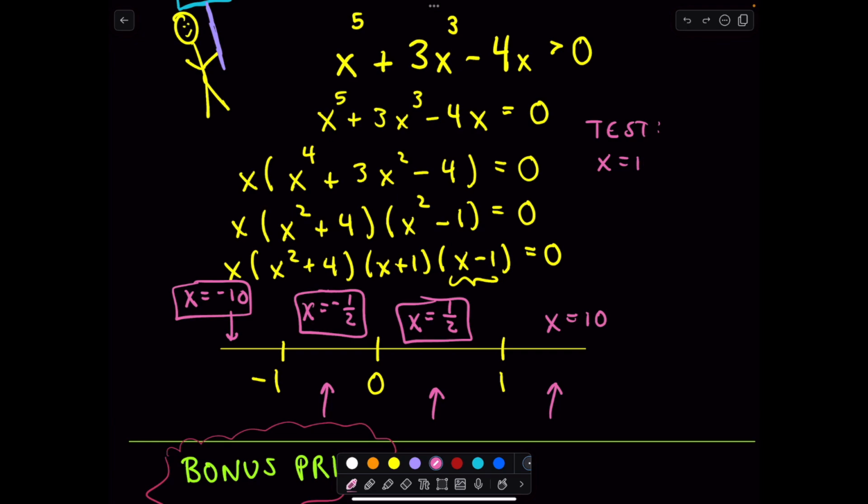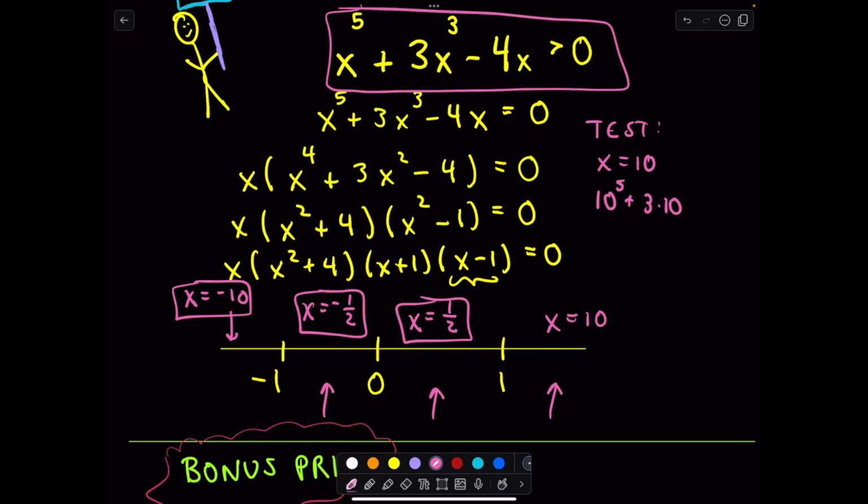But I would plug in x equals 10, and again, I'm just thinking about that inequality. So is 10 to the 5th plus 3 times 10 to the 3rd minus 4 times 10 going to be greater than 0? Well, I definitely do think so. 10 to the 5th is going to be a very large number. So yes, that works. So that means that every number over here works.